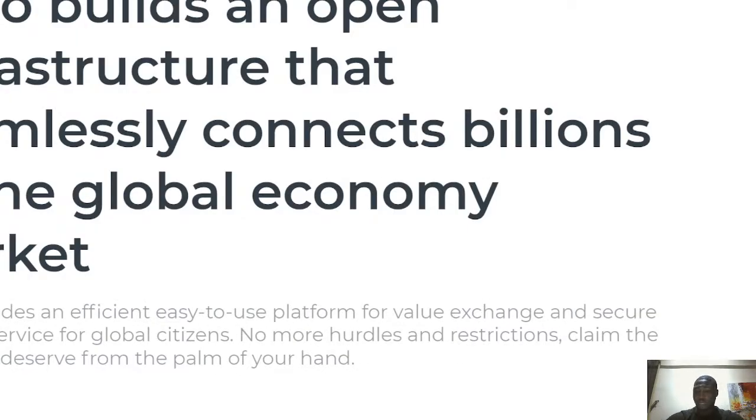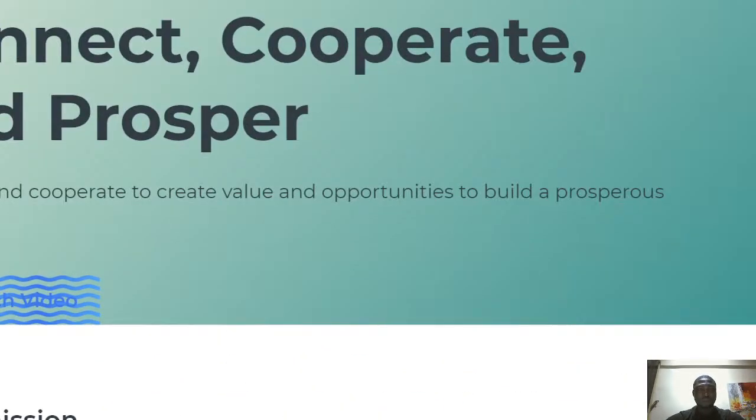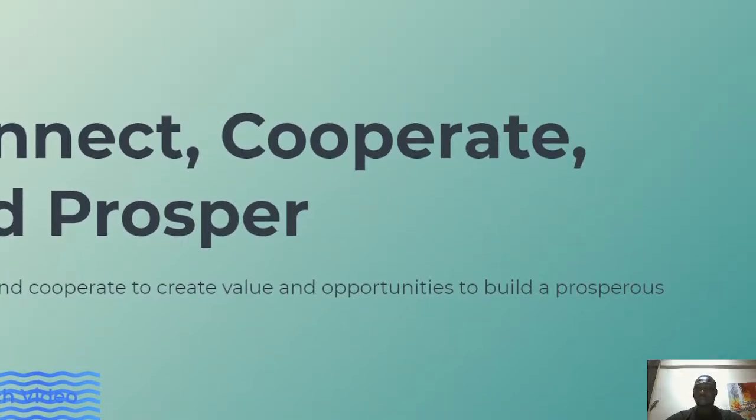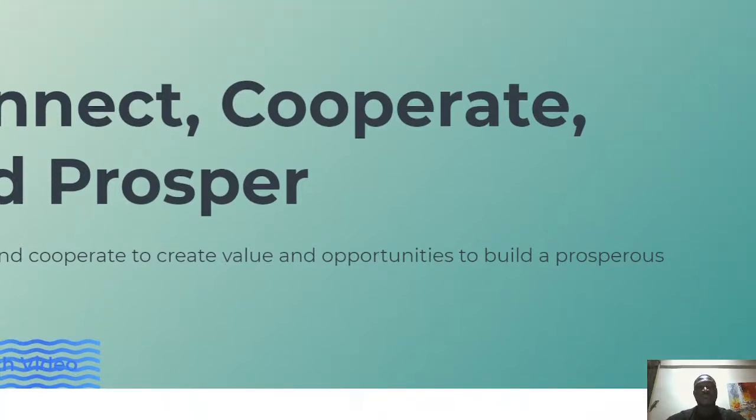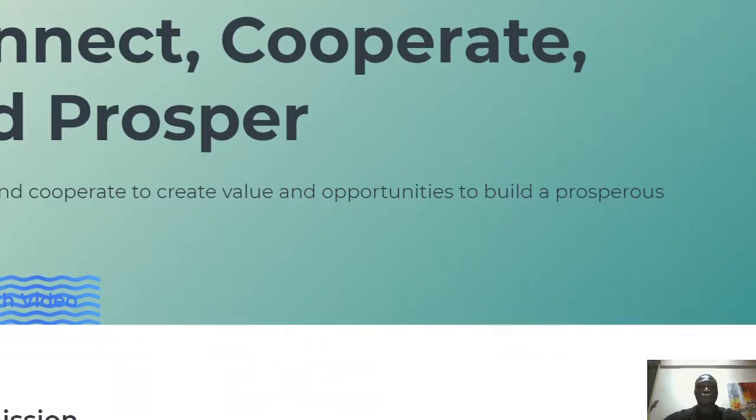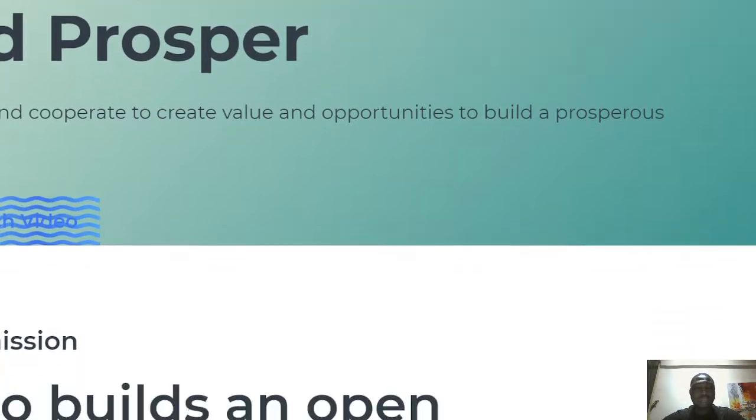So all this, looking at this now, you can say this is the website of it. Their motto is connect, cooperate, and prosper. Connecting and cooperating create a valuable opportunity to build a prosperous world. That is what they actually do.